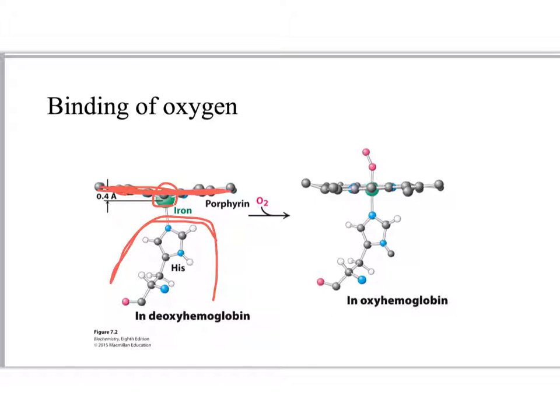So on the left here, this deoxyhemoglobin, this has 5 coordination sites to that iron. And then we bring oxygen in, and that oxygen is going to coordinate to that 6th site, or coordinate with that iron. Okay, so deoxyhemoglobin is missing the oxygen. Oxyhemoglobin has the oxygen.